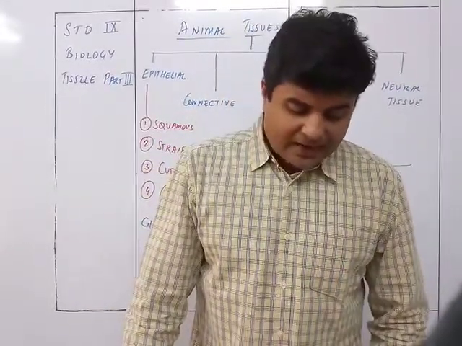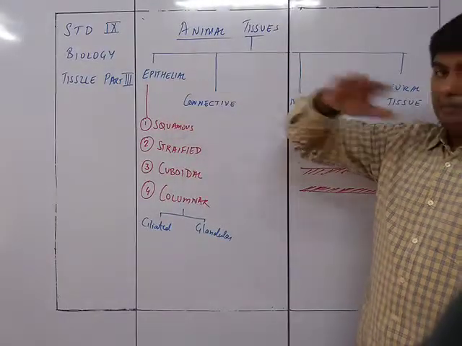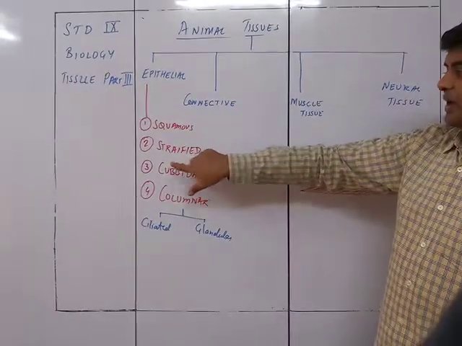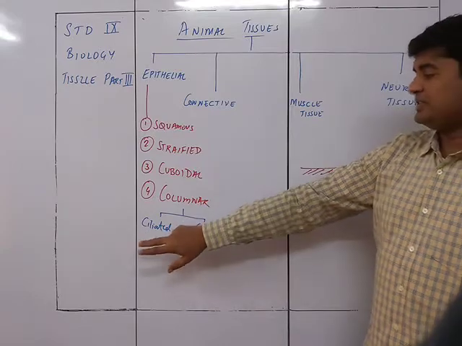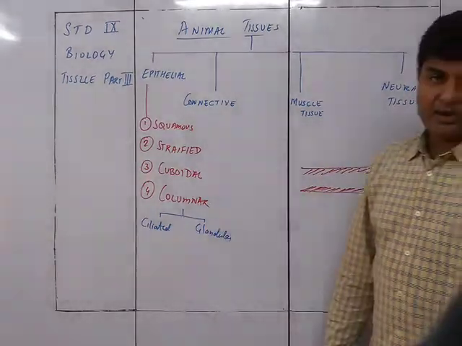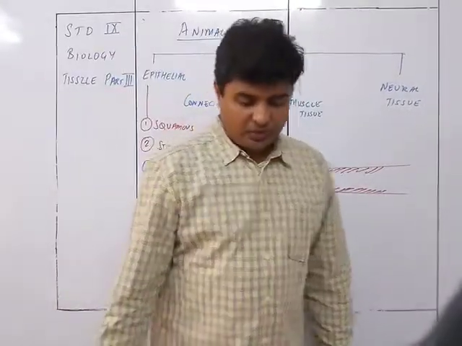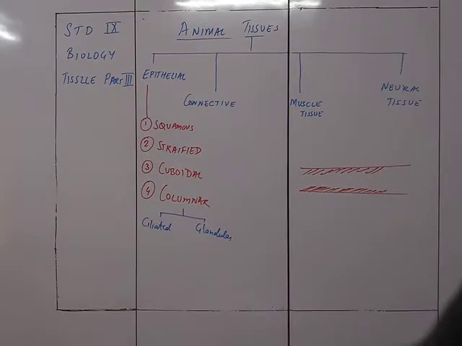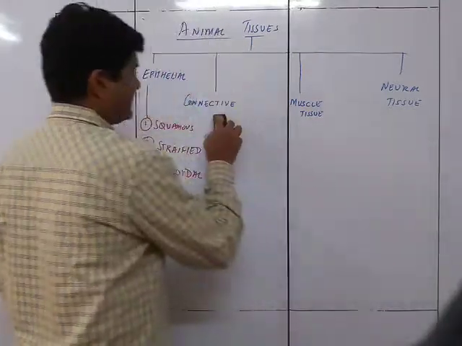So these are the different kinds of epithelial tissue. Epithelial tissue, the upper layer protective tissue, is of 4 kinds: squamous epithelium, stratified epithelium, cuboidal epithelium, columnar epithelium. Columnar may be either ciliated or glandular. So these are the different kinds of epithelial tissue which we learn over here. Now the next thing we see is the connective tissues. So next is connective tissues.